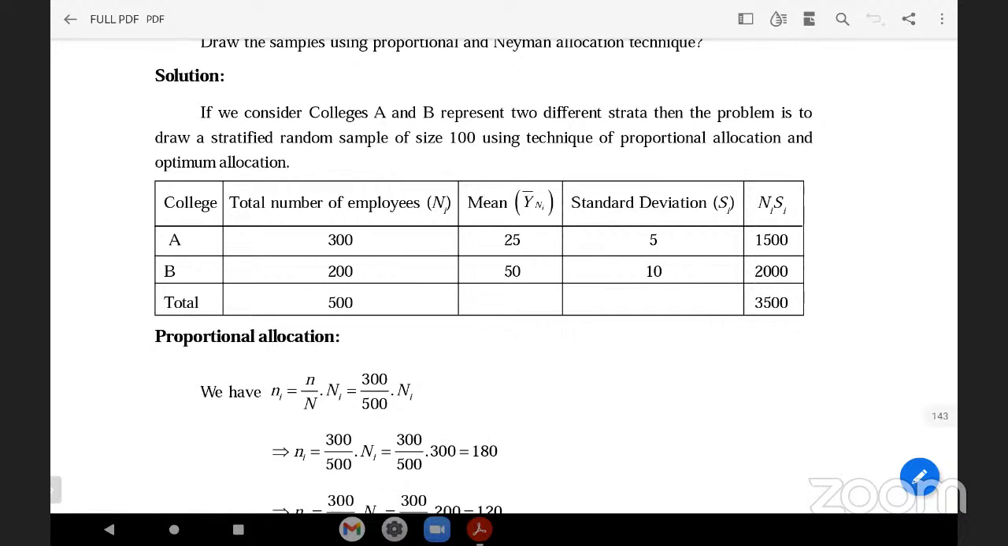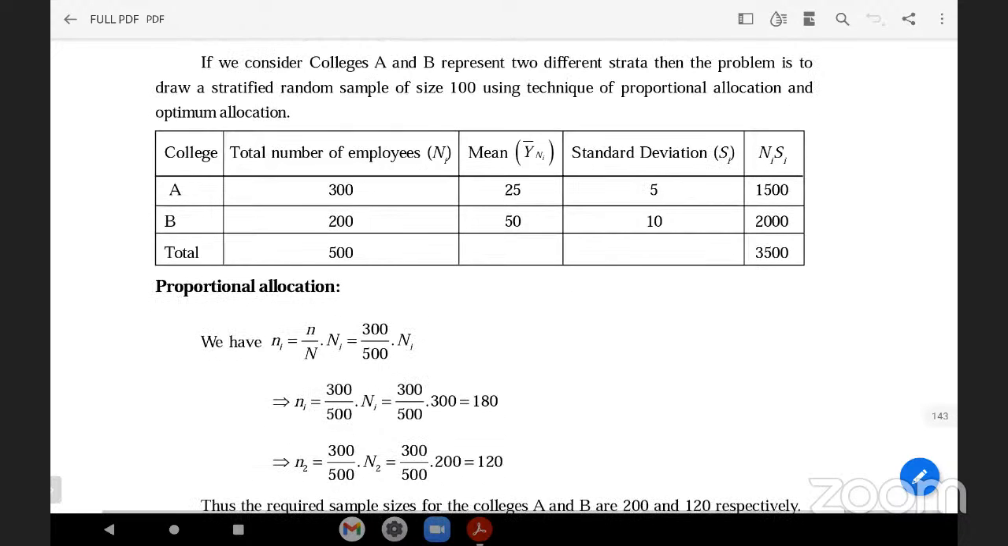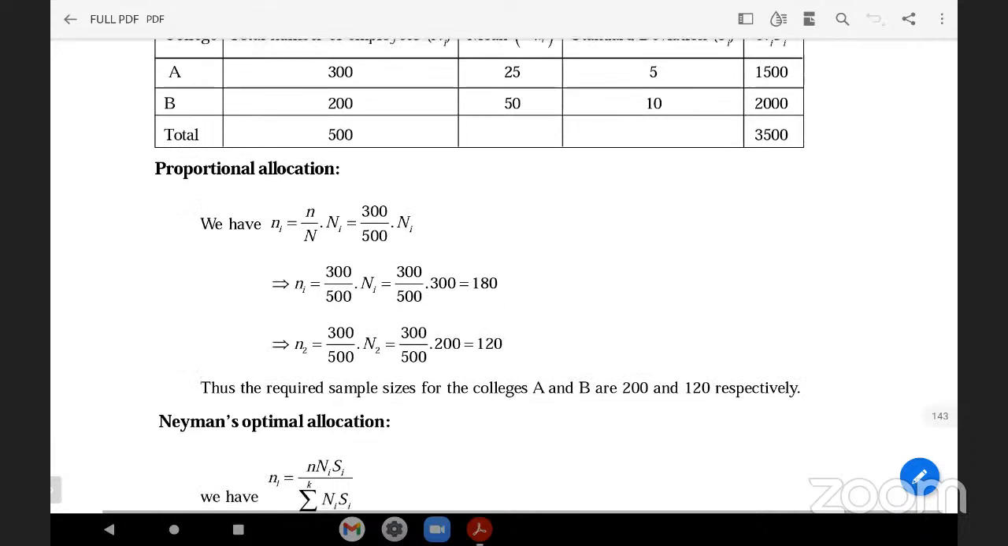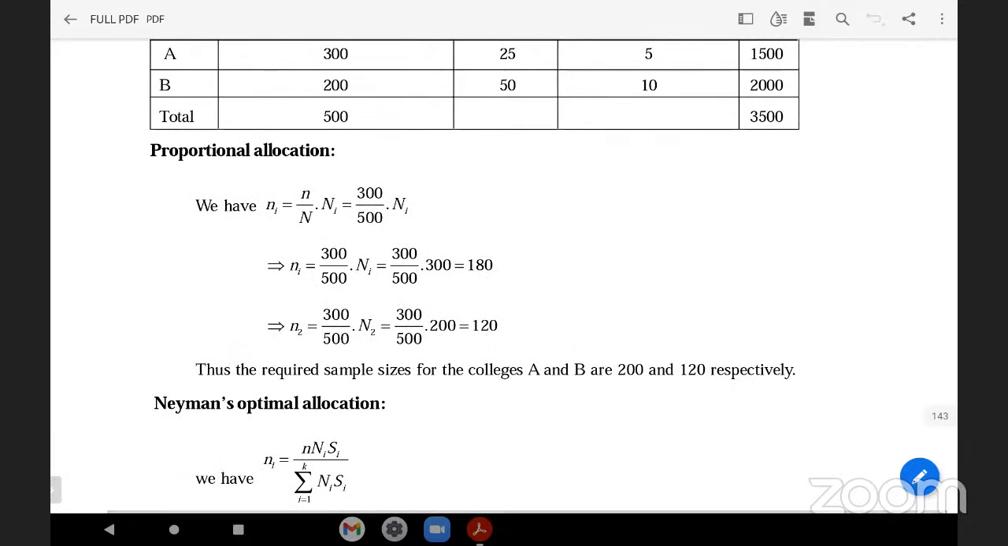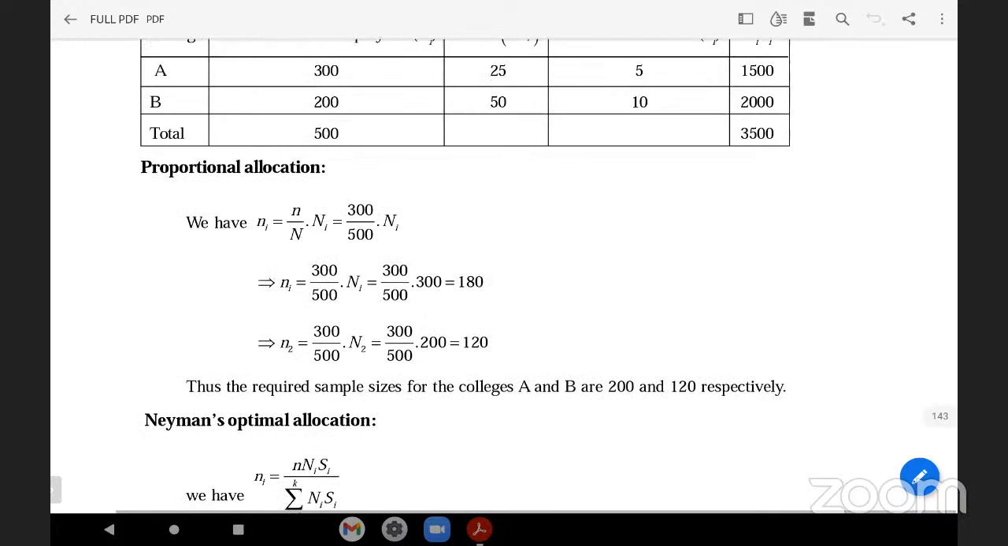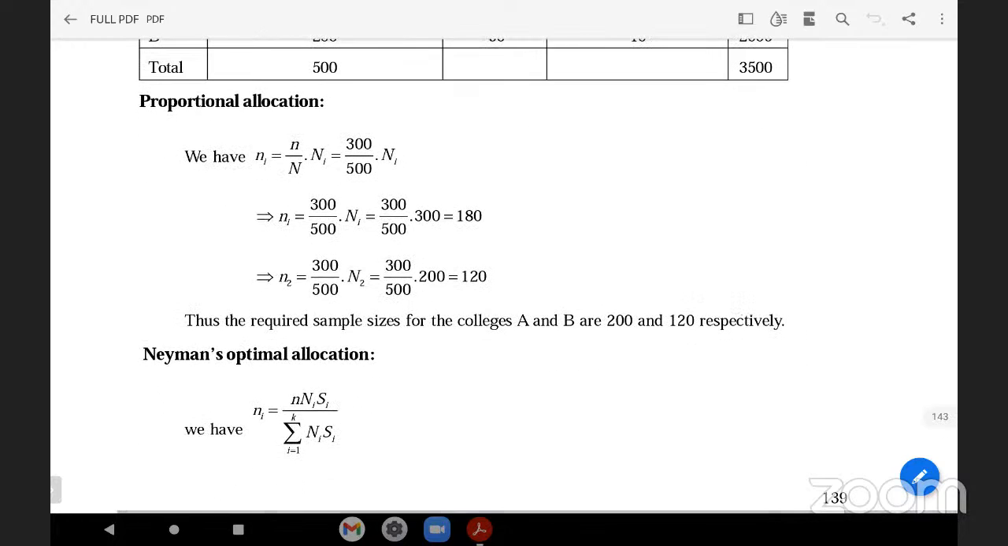The total NiSi is equal to 3500. Now I am calculating ni equal to N by capital N. So N1 equals 300 by 500, N2 equals 200 by 500. N1 means the first one: 300 by 500 into 300. Next it comes to 300 by 500 into 200. So I got 180 and 120.